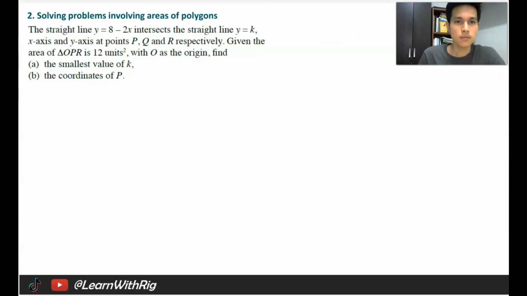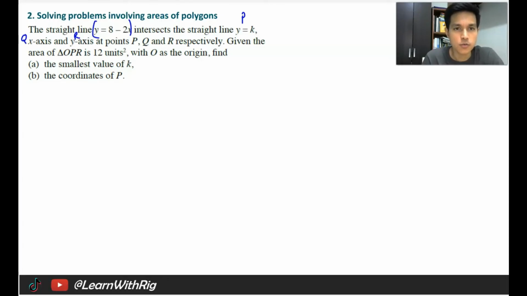Alright, next. They give you the equation of a straight line, which intersects the straight line y equals k, the x-axis and the y-axis at points P, Q, R. Given the area of OPR is 12 units, find the smallest value of k. So in this case, they give you the equation of a straight line, and this line intersects 3 points. Point P is when y equals k, point Q is when it intersects the x-axis, and point R is when it intersects the y-axis.